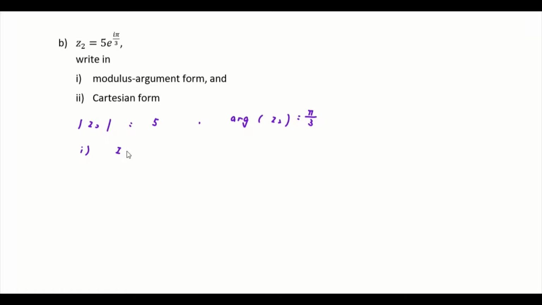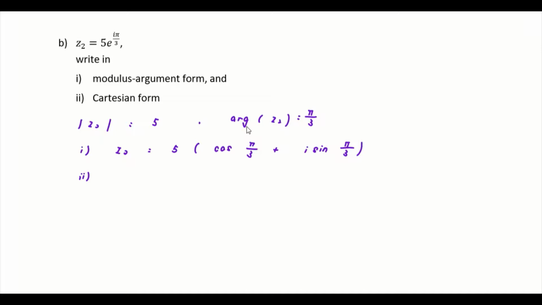So Z2 will be equal to our R, which is 5, times the bracket cos pi over 3 plus i sine pi over 3. Yeah, so the one that is more tricky is the Cartesian form. How are you going to change this one back into the Cartesian form? Okay, so the first thing is we also need to try to draw it.